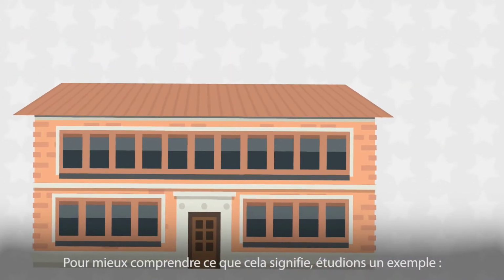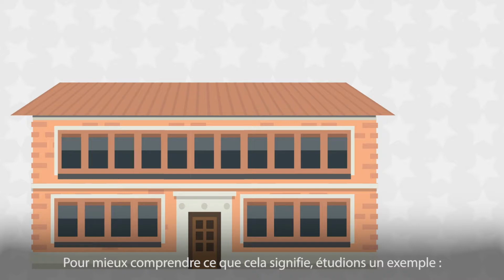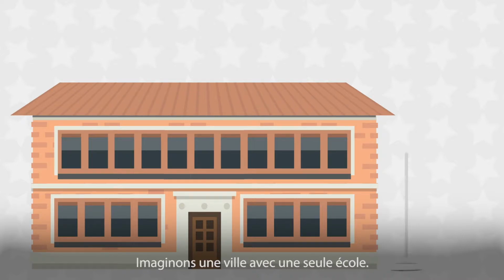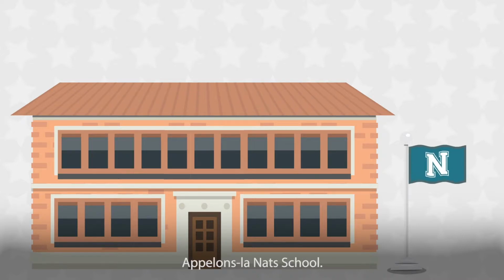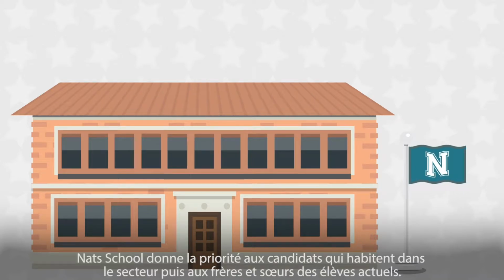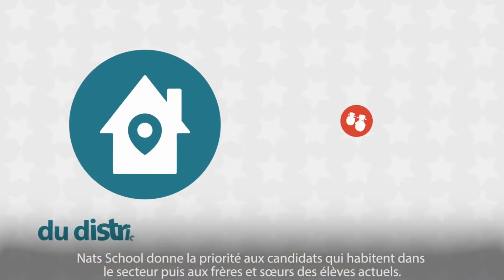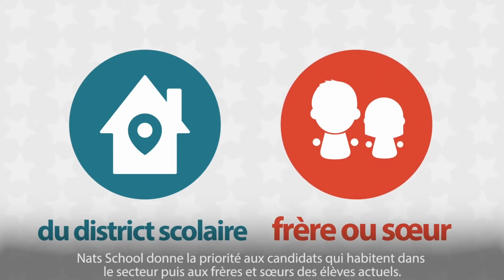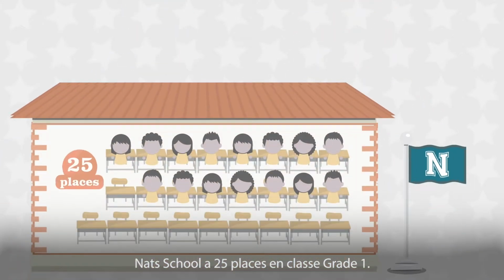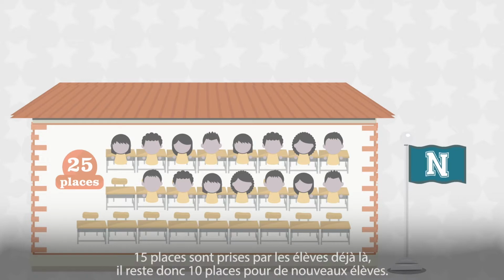To better understand what this means, let's start with an example. Let's imagine a city with only one school. We'll call it Nat's School. Nat's School gives priority to applicants who reside within its boundary and then to siblings of current students. Nat's School has 25 seats in first grade. 15 seats are filled by returning students, so there are 10 seats available for new students.